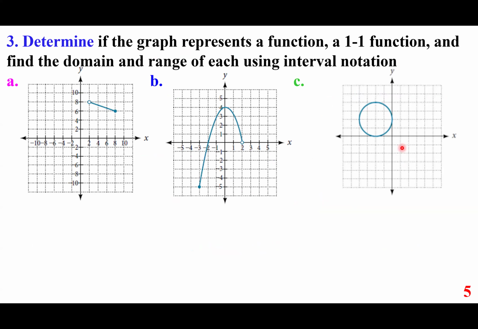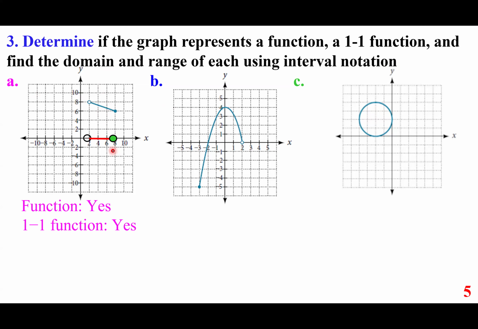Determine if the graph represents a function, a one-to-one function, and find the domain and range of each using interval notation. So if you look at this one, is this a function? Yes, it's a function, and it's a one-to-one function because it passes the vertical line test. That means no vertical line crosses it more than once, and it passes the horizontal line test. So the domain would be all possible values of x. If you lay this along the x-axis, it covers from here to here, from 2 to 8.